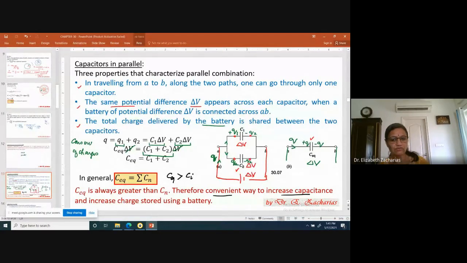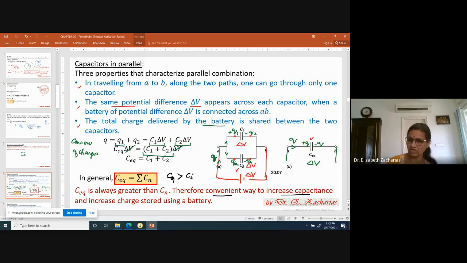And another thing you can do is, by connecting the same battery, you're actually able to increase the amount of charge that you can store using that battery. If you use the same battery, which is going to give you a delta V potential, and use one battery at a time, the first capacitor will store only Q1, the second Q2, the third Q3. But because the potential difference across the parallel combination will be the same, you can effectively store more charge by combining capacitors in parallel.